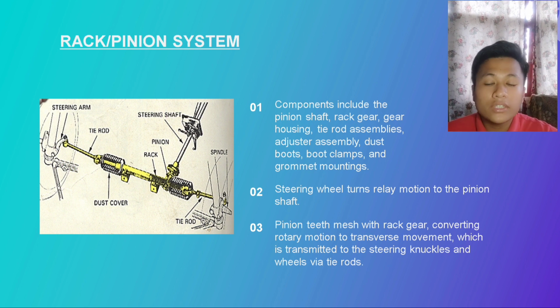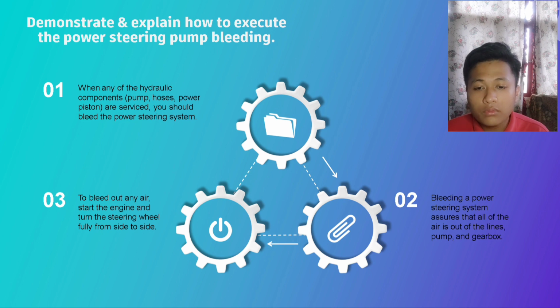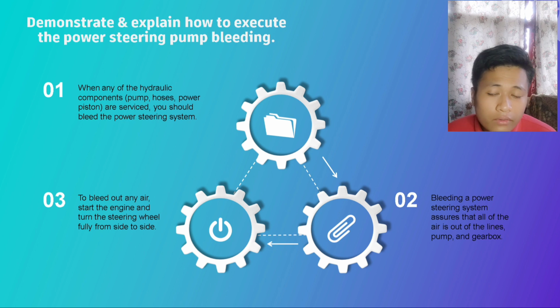Next question, question 9. For question 9, demonstrate and explain how to execute bleeding a power steering pump. When any of the hydraulic components, pump, hose, or power piston, are serviced, you should bleed the power steering system. Bleeding a power steering system assures that all of the air is out of the lines, pump, and gearbox.